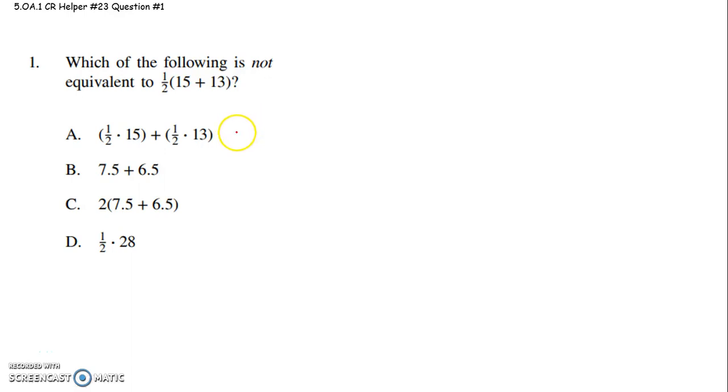Sixth graders, this is to help you with question 1 on CR 23. It says, which of the following is not equivalent to 1/2 times the quantity 15 plus 13? All right, so what we'll do is we'll figure out what this expression simplifies to, and then I'll guess and check with each of the answers.